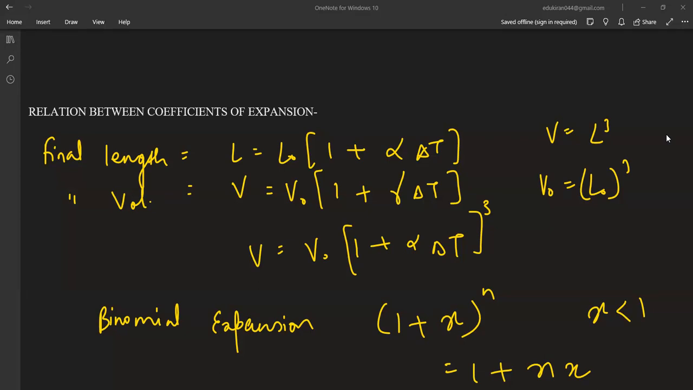Excuse me, ma'am. Yes, Alia. Ma'am, in the third equation, why don't we have gamma instead of alpha? In the third equation, we have replaced, see, V is equal to L cube, right? So instead of V is equal to this, we have written this whole cube. Oh, okay. Okay, yes.